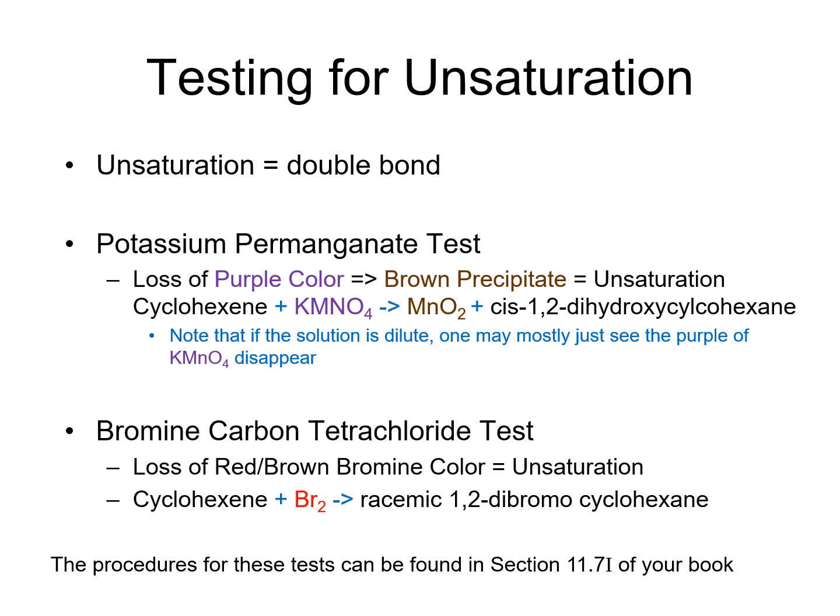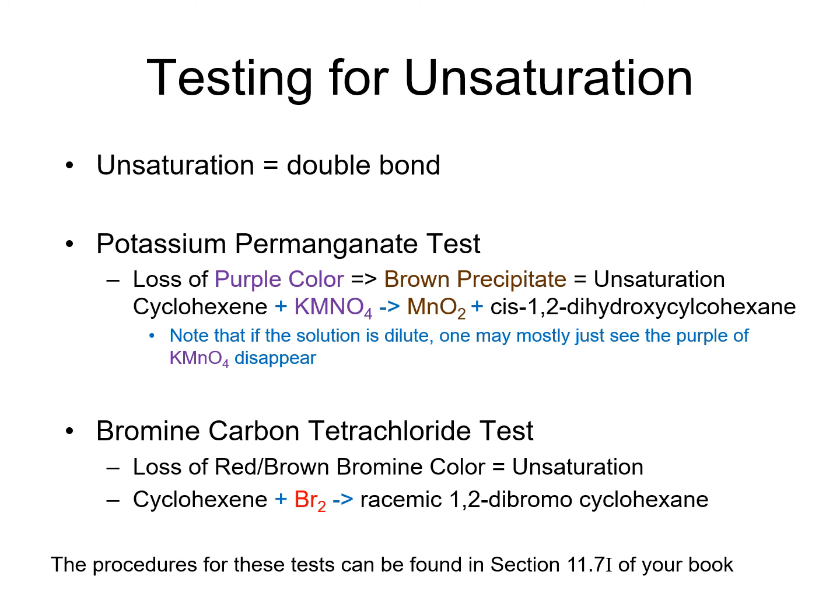We're also going to be doing a bromine test, bromine inside of carbon tetrachloride, basically to reduce its reactivity. Bromine's bad, very reactive. But bromine by itself in carbon tetrachloride is a kind of reddish orange color. If that starts to go away, you have unsaturation. It will become almost clear. So cyclohexene in the presence of this bromine, you get a racemic mixture of 1,2-dibromo. The bromine adds across the double bond.